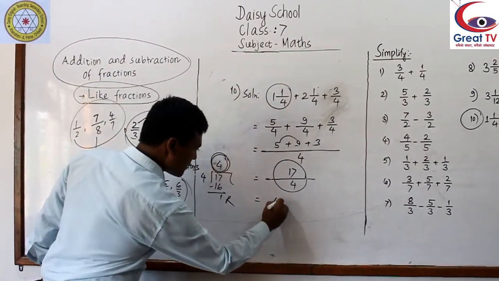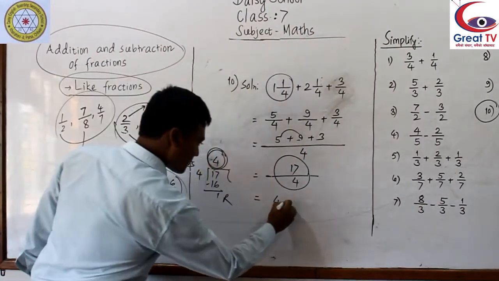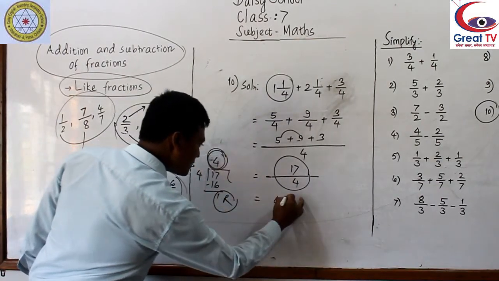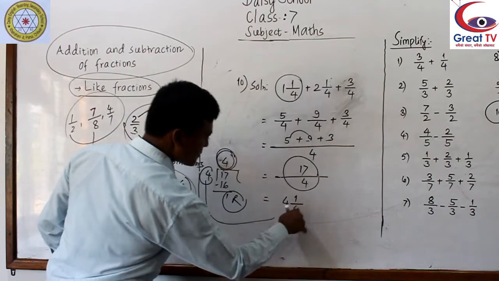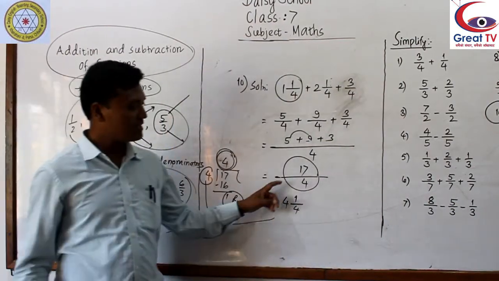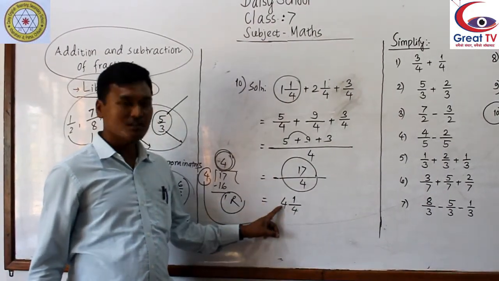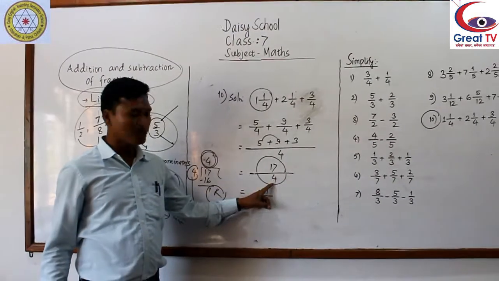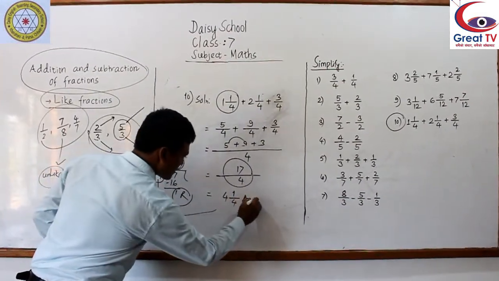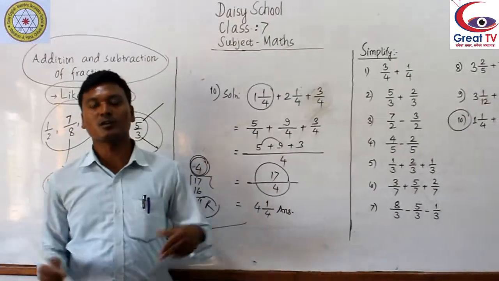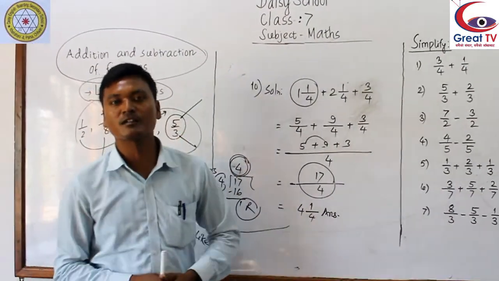Then how do we write the answer? The quotient over here, 4. Then we have the remainder in the numerator and the divisor in the denominator. We can change it back also: 4 fours are 16 plus 1, 17 upon 4. This is the answer. So today we read how to simplify like fractions.